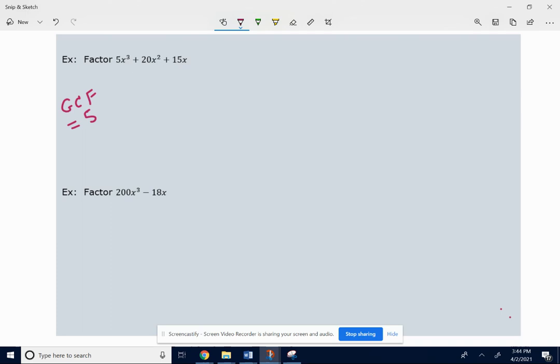I see a common variable of x. X is in all three parts. X to the first is the smallest one I see. So I know that this has a greatest common factor of 5x. So I'm going to rewrite it: 5x, put my parentheses, and I'm going to think about dividing all three pieces by 5x.